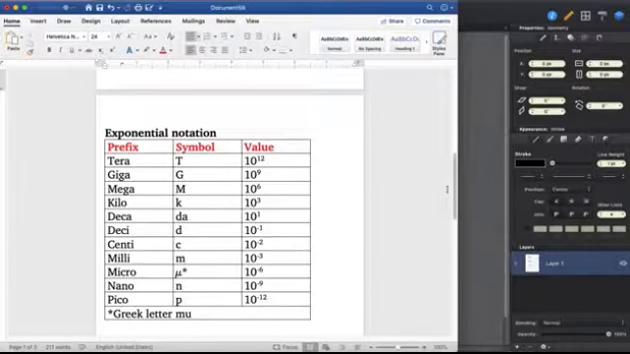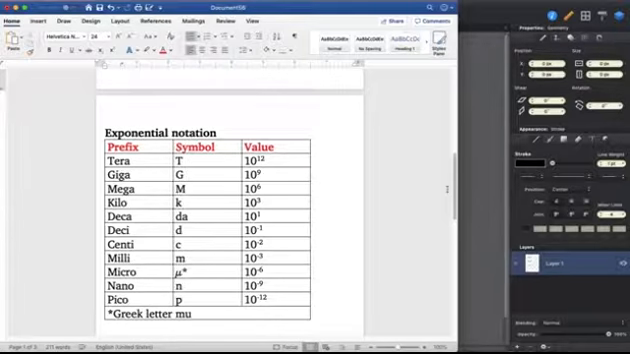So it's 12 zeros. Giga, 9 zeros. Mega, 6 zeros. 6 zeros after the 1 is 1 million. Kilo, 3 zeros after the 1. And deca is 1 zero after the 1. Deci is 10 to the negative 1.